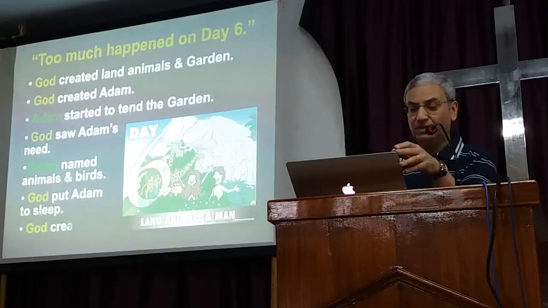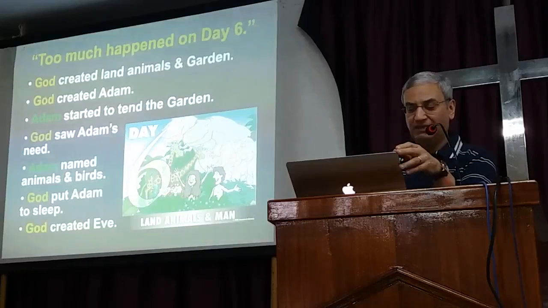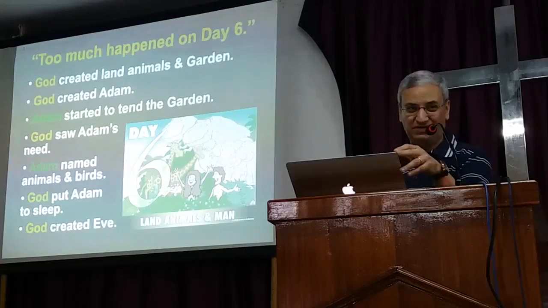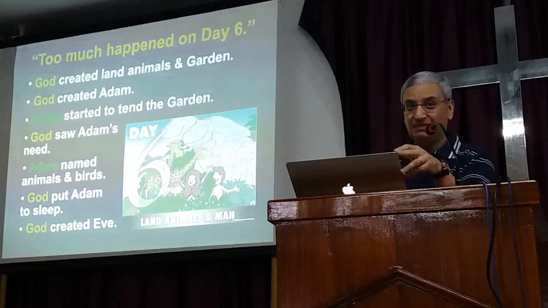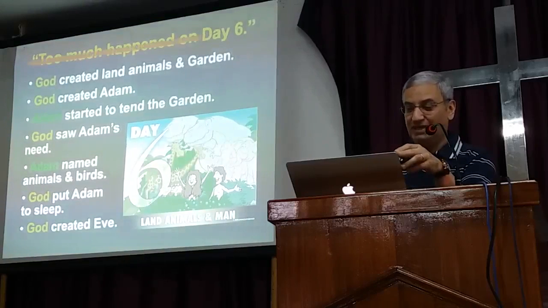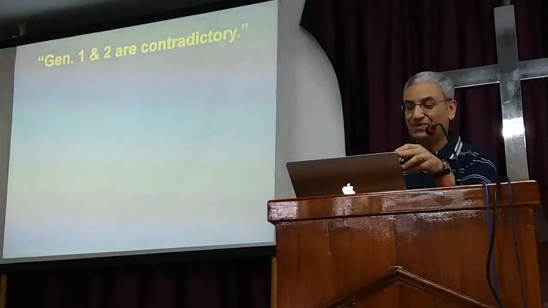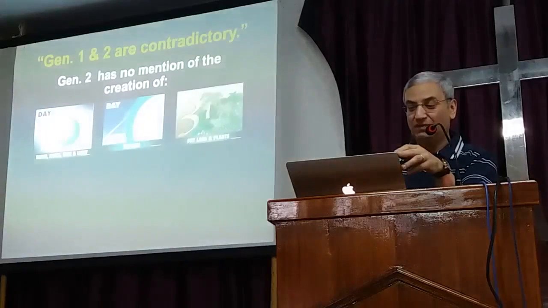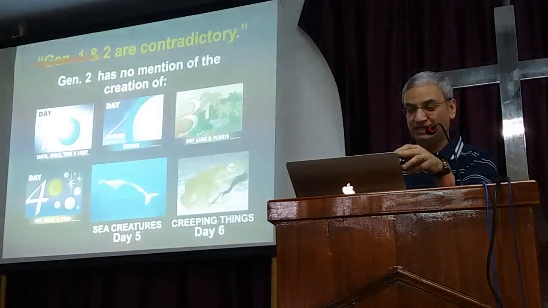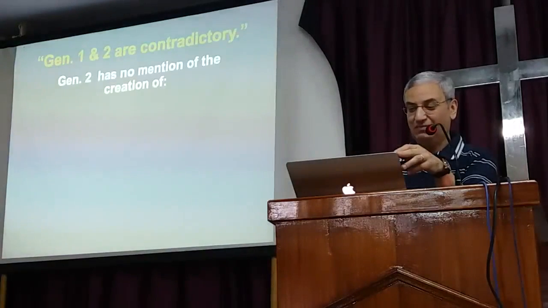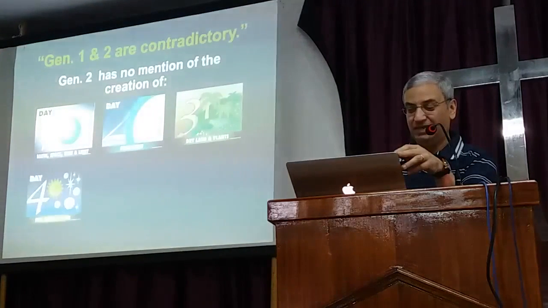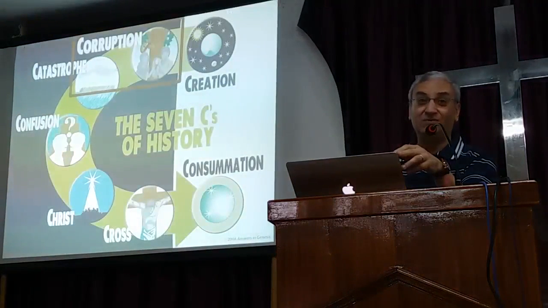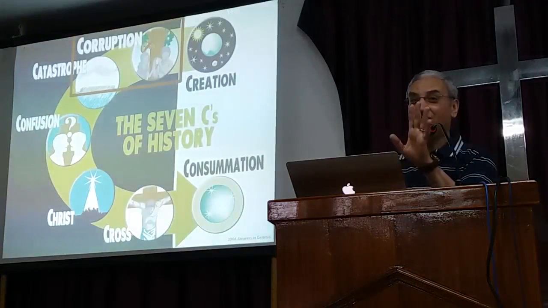God put Adam to sleep, and then God created Eve. So all of that can be accomplished in 24 hours. So day 6 is not so busy because it can be accommodated. Right. So there is no contradiction between chapter 1 and chapter 2 in Genesis. And that is really very important to understand. These are the days of creation, and they are the 24-hour days of creation. Okay? Are you happy about this question?